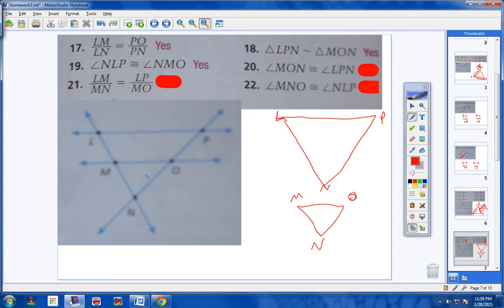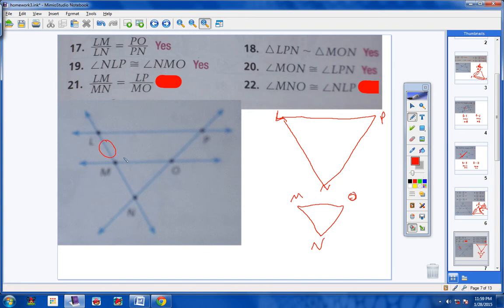So MON, this angle here, and angle LPN, this angle here. Same thing, guys. We have two parallel lines being cut by a transversal in such a way that the corresponding angles are congruent. So those two lines have to be parallel. So yes, they're parallel, and the reason would be corresponding angles are congruent. Okay, number 21. Let's see what 21 says.